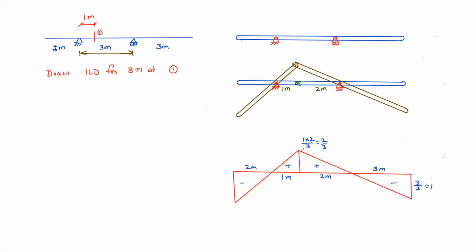See, for 1 meter it is 2 by 3, but these two are similar triangles. Left two triangles are similar. So for 1 meter it is 2 by 3, for 2 meters it must be 4 by 3. Okay, this 2 meter and 1 meter formed triangles are similar triangles. Right side 2 meters and 3 meters triangles are similar triangles. So ordinates also you can calculate. This is ILD for bending moment at 1.